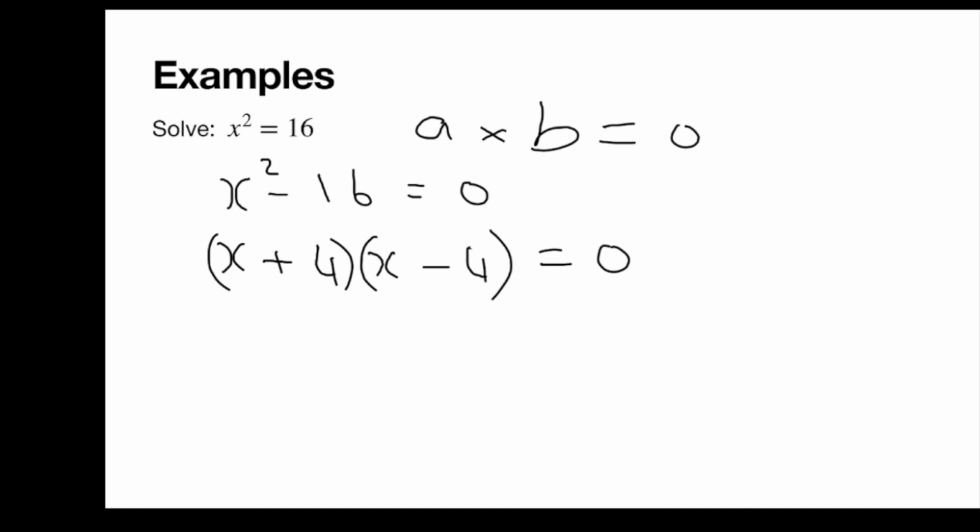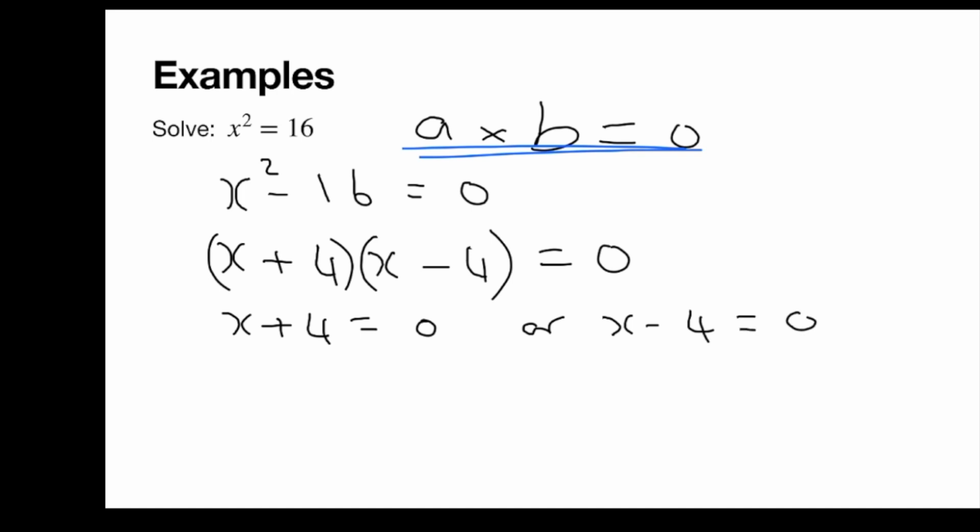Now you are back to that situation where you are multiplying two things and you get an answer of 0. This means in this case either x plus 4 will be equal to 0 or x minus 4 is equal to 0. If you solve this, this will give you x is equal to minus 4, and that will give you x is equal to 4.